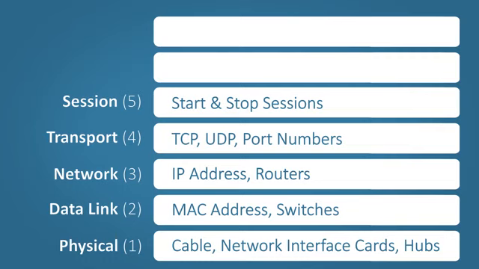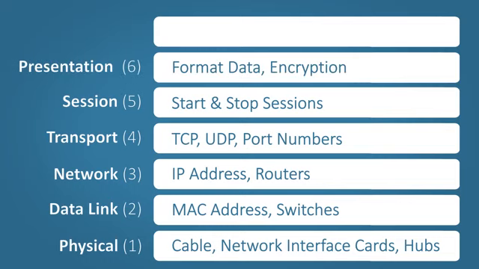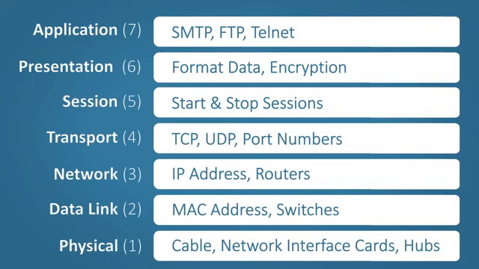Layer 5, session. This layer is responsible for establishing and terminating connections between devices. Layer 6, presentation. This layer formats the data in a way the receiving application can understand it. This layer is also able to encrypt and decrypt data if needed. Layer 7, application. This layer is where the application and user communicates. Application-specific protocols are used here, such as SMTP, if you're sending an email, for example.